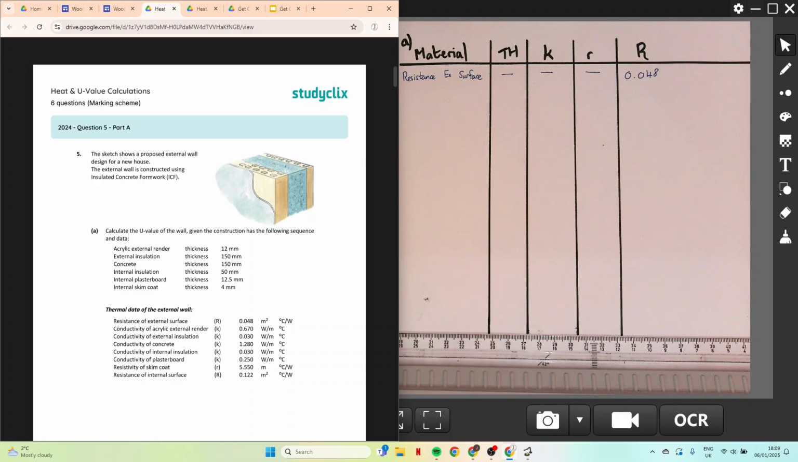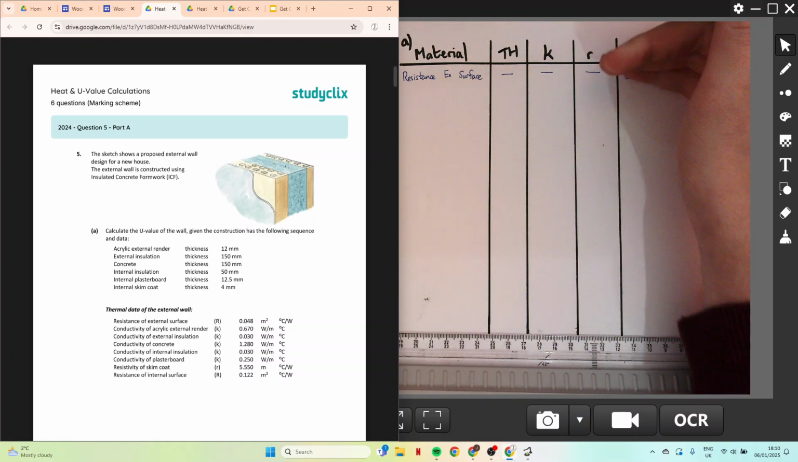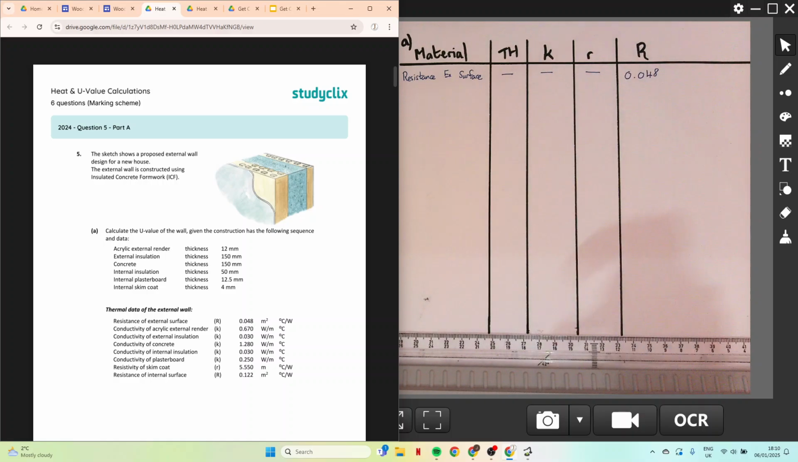Same thing is going to happen with your acrylic render. Now, what I'm going to do is follow what they have in the diagram. So they have thermal data of external wall. That is what I always follow. If you ensure every single piece of data is in, generally speaking, you ensure every single part of your question is there. So next up on their list, it's going to say acrylic external render.